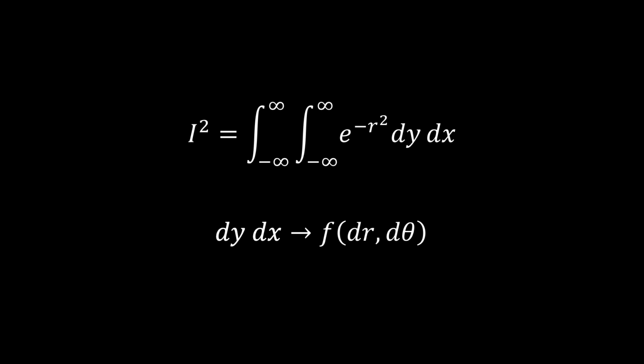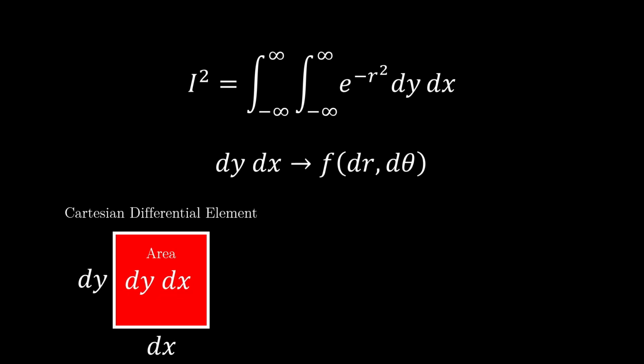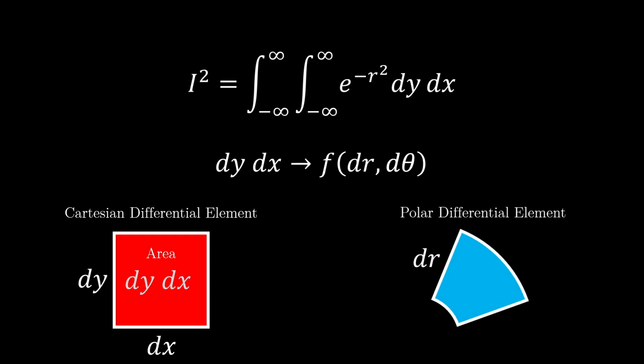In Cartesian coordinates, this is very simple. We simply have a rectangle with length dx and width dy. We can simply multiply these, which results in the area of the differential element dy times dx. The polar differential element is quite different. It's essentially a sector of a circular ring with thickness dr.